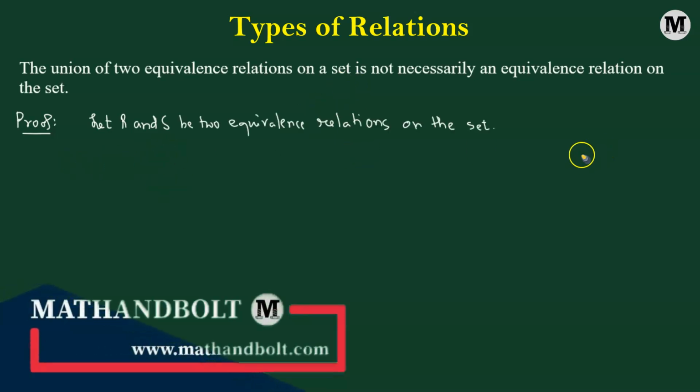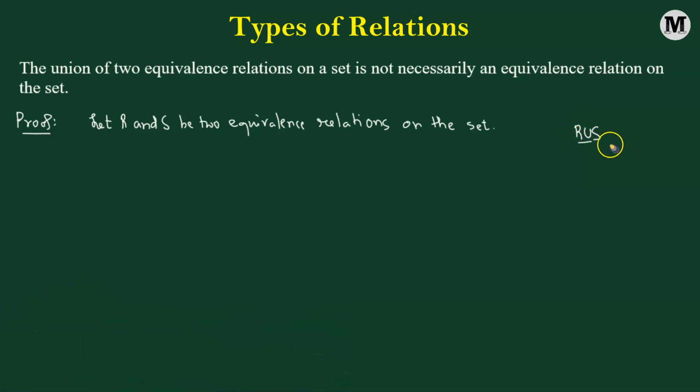Now our task will be to check for R union S. If we take R union S, we need to check whether this relation is an equivalence relation or not. That means we need to check for its reflexivity, its symmetry, and its transitivity. We'll begin by first trying to check for its reflexivity.